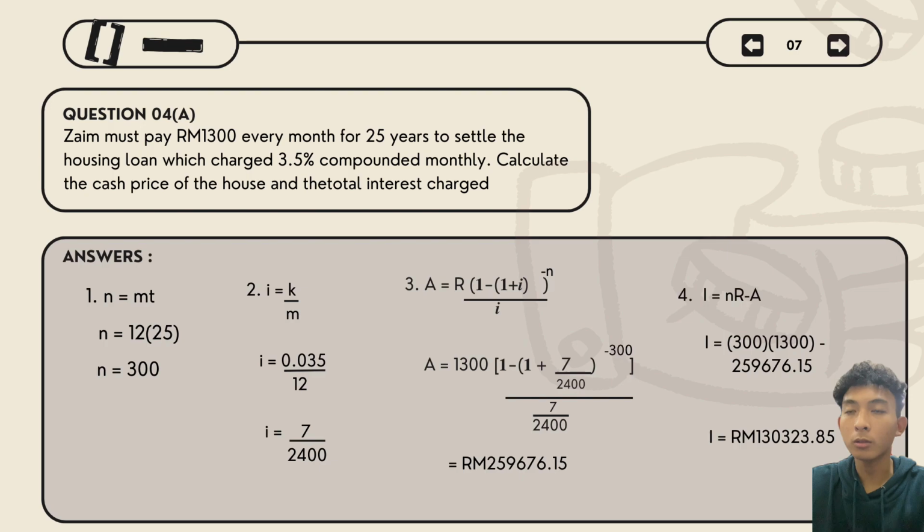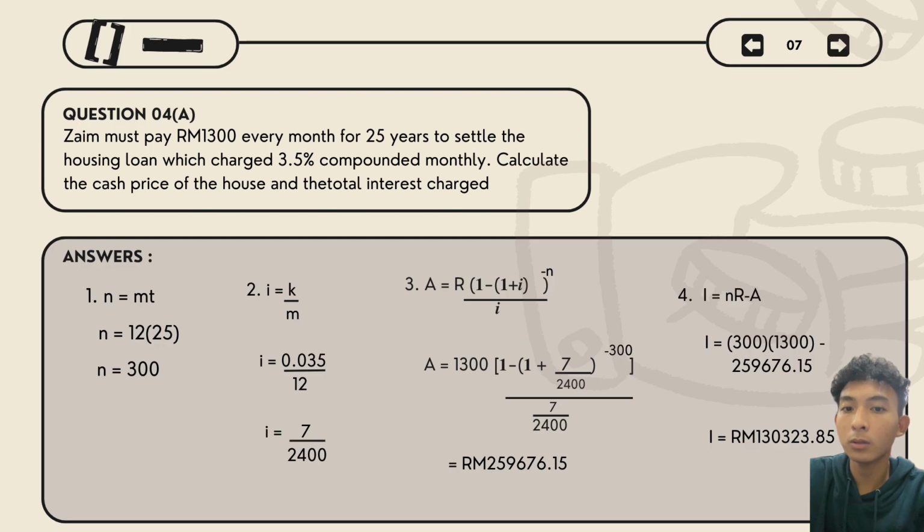Now let's move on to question 4a. The question is, Zaim must pay 1,300 every month for 25 years to settle the housing loan which charges 3.5% compounded monthly. Calculate the cash price of the house and the total interest charge. As we know from the question, 1,300 is R, 25 years is T, 3.5% is K, and compounded monthly means M equals 12.